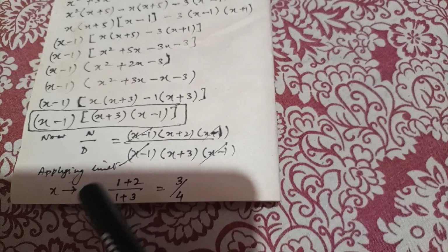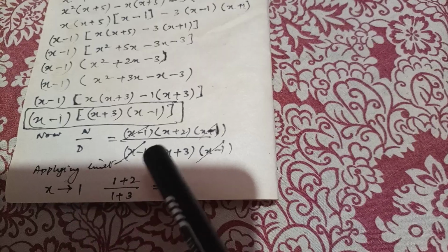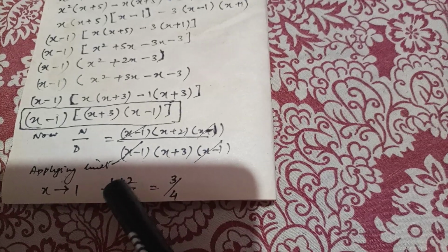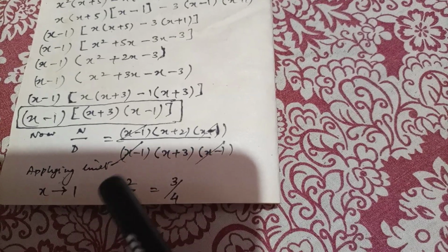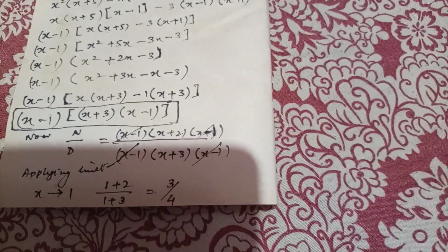We can apply the limit over there. When x tends to 1, this x will be replaced by 1, and this x will also be replaced by 1. So 1 plus 2 will give you 3, and 1 plus 3 will give you 4, right?